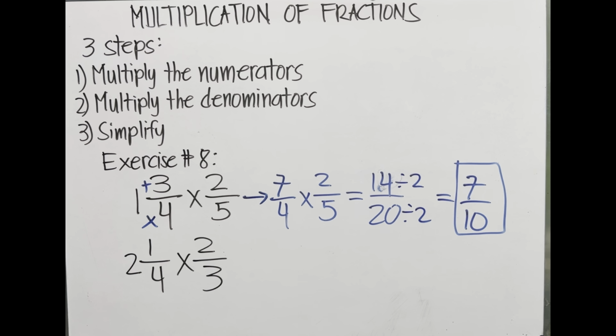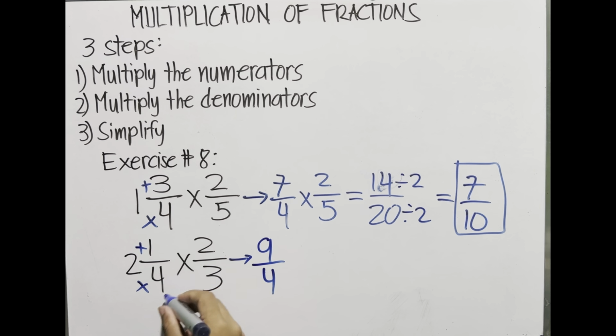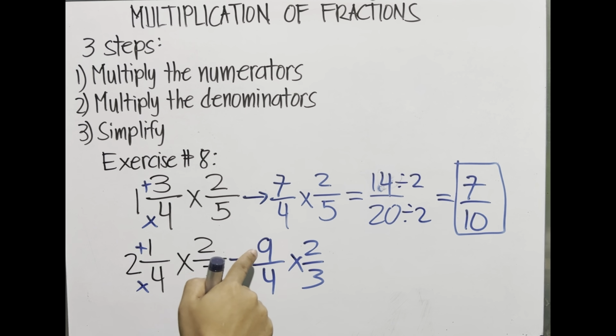Ayan, again, same lang. Convert ulit natin to into proper or improper fraction. That is times addition. 4 times 2, 8 plus 1, 9. Divide over 4. Copy. 2/3. Ayan, may ika-cancel tayo. Pwede. Or kung kaya nyo naman, diretso na lang. 9 times 2, 18. Over 4 times 3, 12. Tapos i-reduce na lang. Pwede naman.